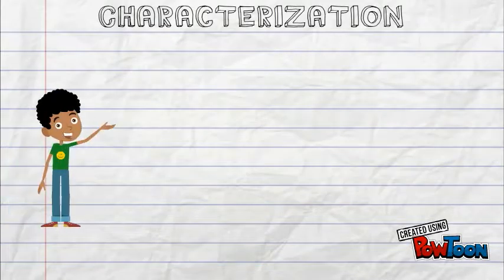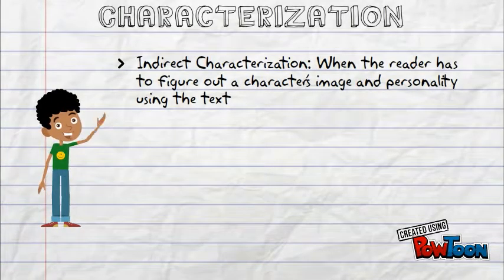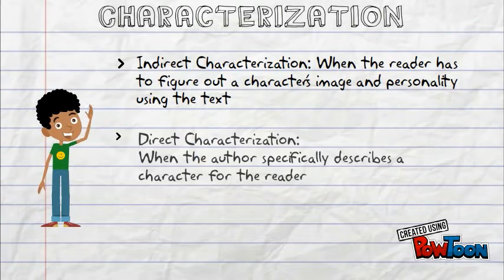There are also two main types of characterization. Indirect characterization is when the reader has to figure out a character's image and personality using the clues in the text. Direct characterization is when the author specifically describes a character for the reader.